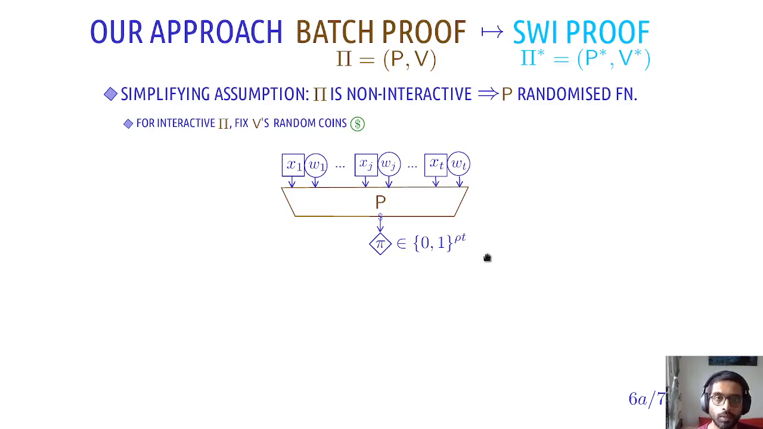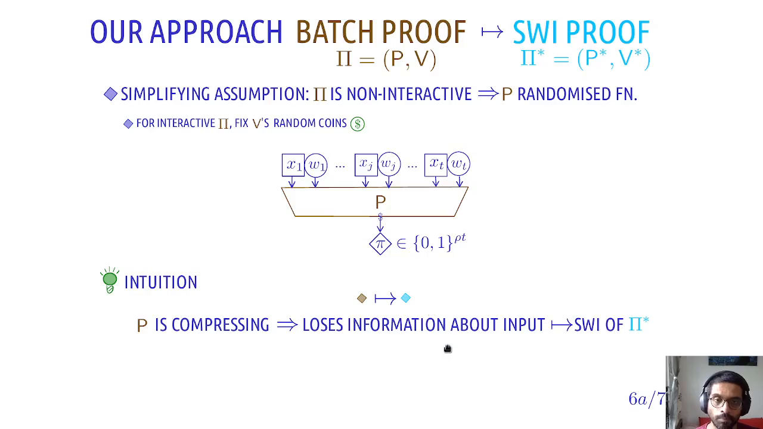So to extend this result to the interactive setting, it's not very difficult. You just have to fix the verifier's random points and look at the flattened protocol. So what is the intuition behind this transform? Since P is compressing, it cannot intuitively remember all the witnesses it uses to construct this proof phi. And this is what we will try to formalize into a witness indexability of phi star.